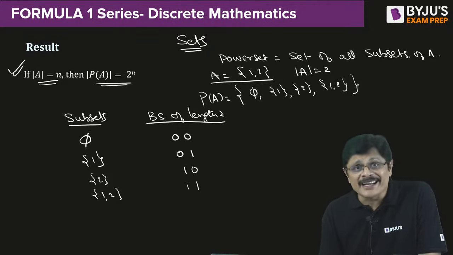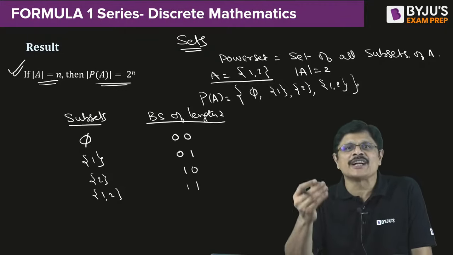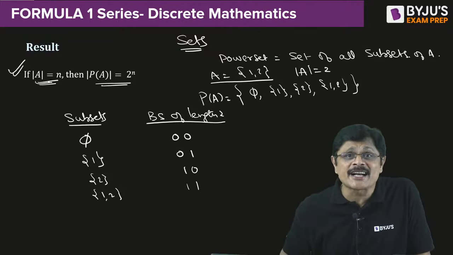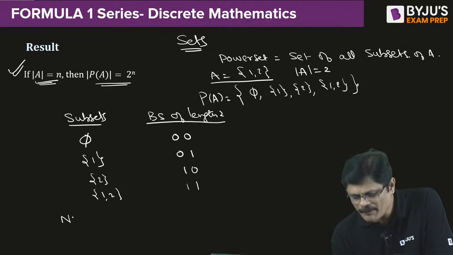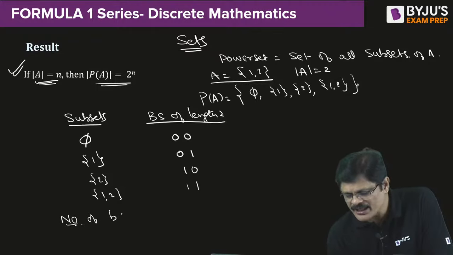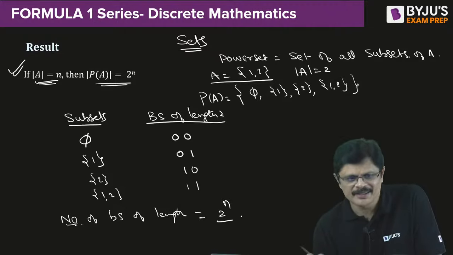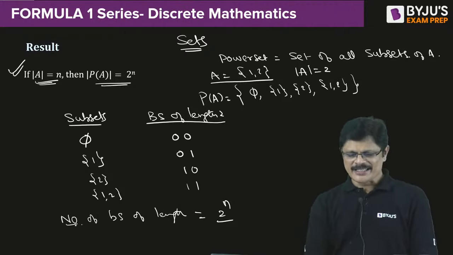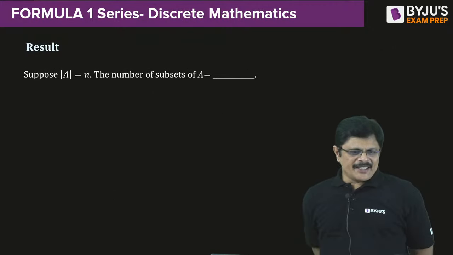So instead of writing out each subset, they just calculated the number of binary strings. If set A contains n elements, how many subsets are there? How many binary strings of length n are there? We know the number of binary strings of length n is 2 power n. Done. So that is the answer, my dear friends: the number of subsets of A.